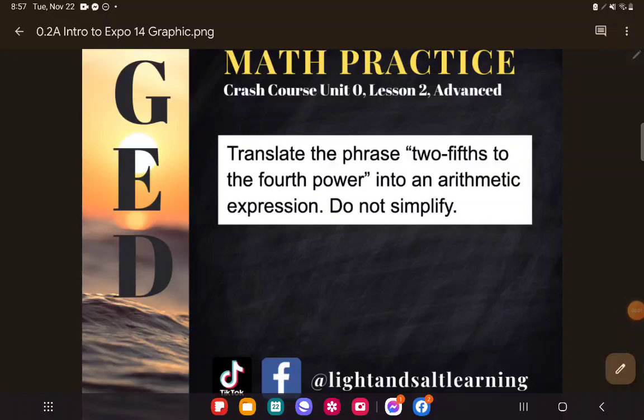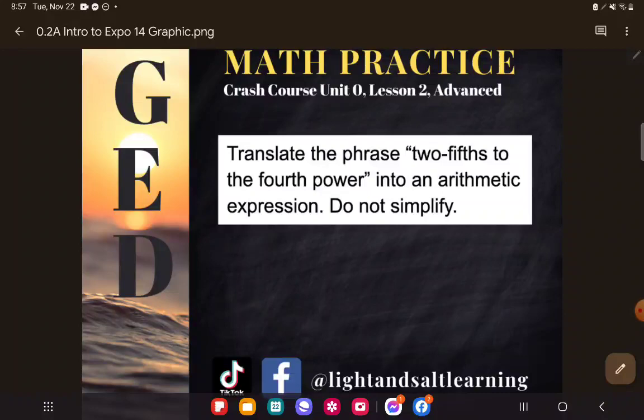Hey, GED students, let's continue to look at exponents at a more advanced level. There's something important you need to understand, and that is that exponents, well, they're kind of weak. Let's take a look at this problem.